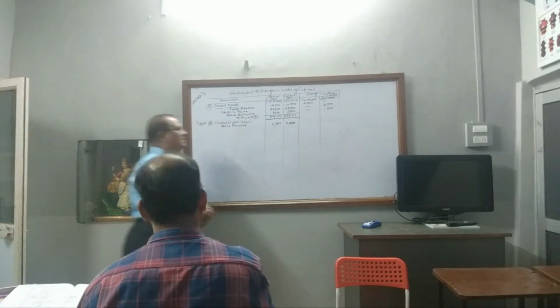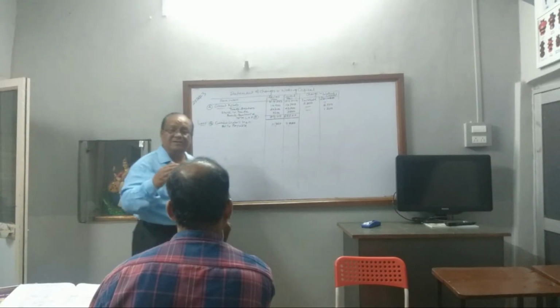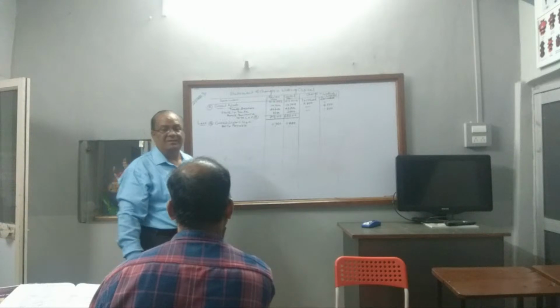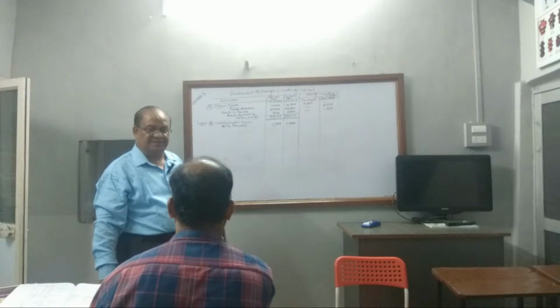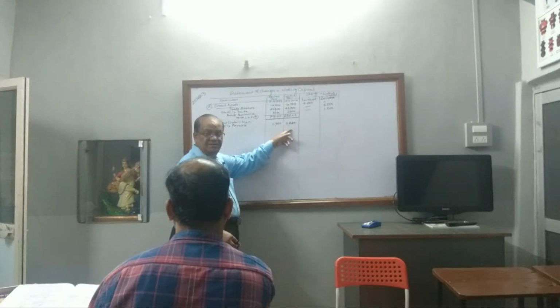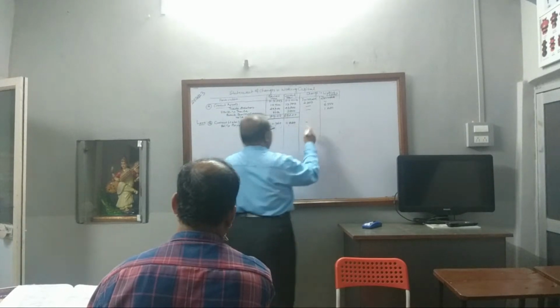Actually, just see, it has increased. But you write this amount in the decrease column, because for a liability the treatment is opposite to an increase. Actually it is an increase, but you write this amount in the decrease column.